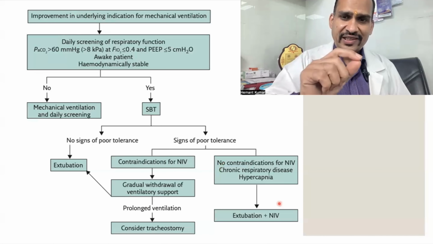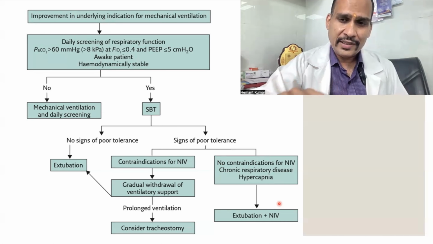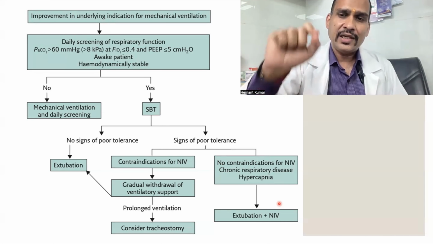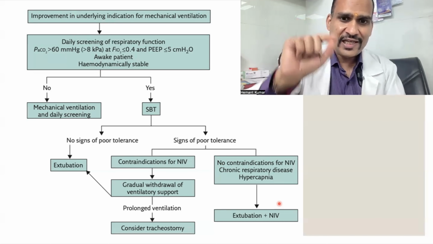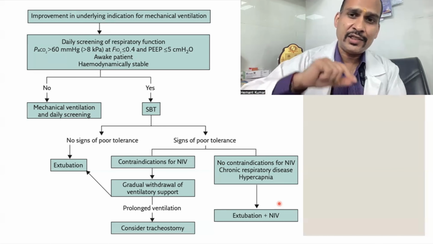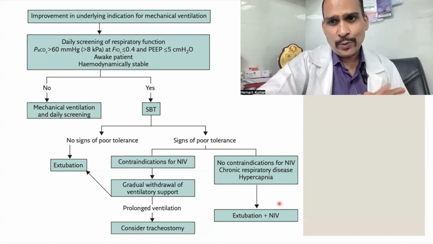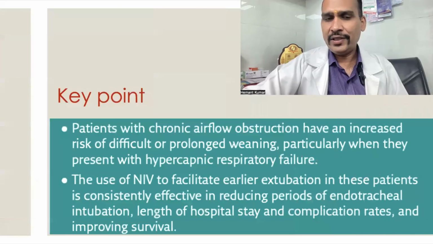So remember with this slide that you can extubate the patient, those who have type 2 respiratory failure, hypercapnia, not tolerating the first SBT trial, and there is no contraindication for NIV. In those patients, you just extubate the patient and apply NIV, and two-thirds of patients will tolerate it.